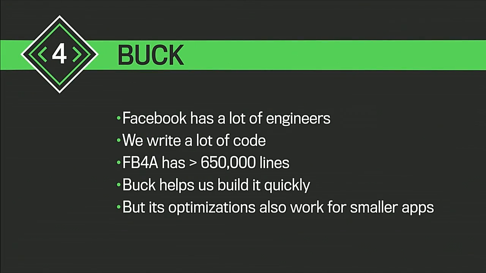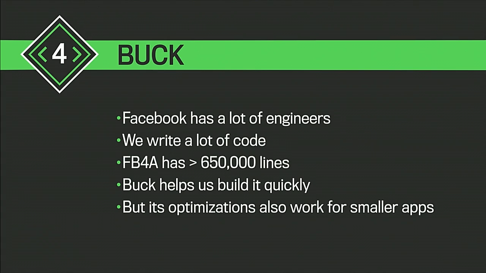We were using Ant. We were doing what Kieran referred to as mobilization. We were getting more people developing native code on Android. The builds were getting slower with Ant. We have a lot of engineers. They write a lot of code. The main Facebook for Android app has over 650,000 lines of code. That's a pretty conservative estimate. That's the number of executable lines of code in our production release build. So depending on how you count, that number could be higher.